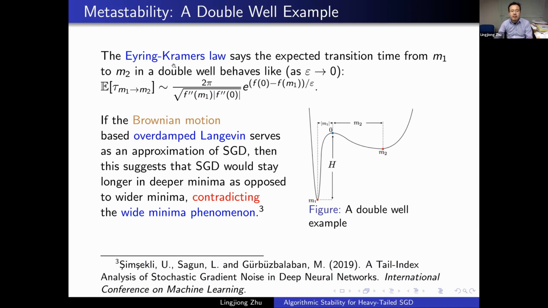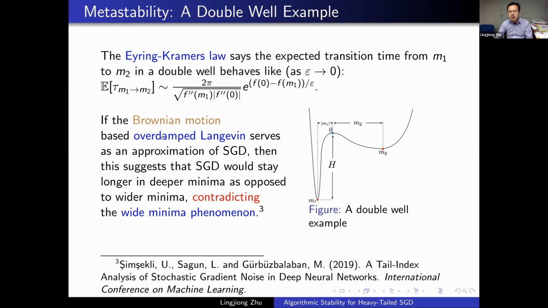So when people talk about the Eyring-Kramers law, it mainly refers to the fact that they can also work out the prefactor term, which is done by using potential theory. But anyway, here you can see that in terms of the leading order term, it's e to the power (f0 minus f_m1) divided by epsilon. So here f0 minus f_m1 is associated to the height of the well.